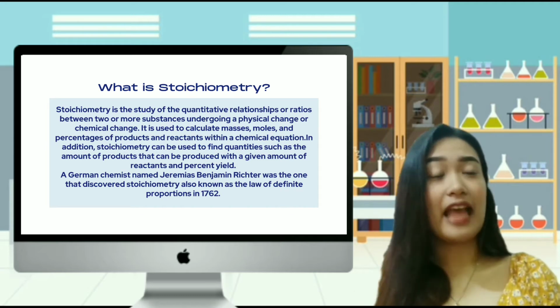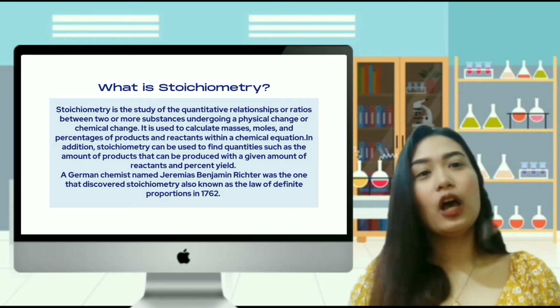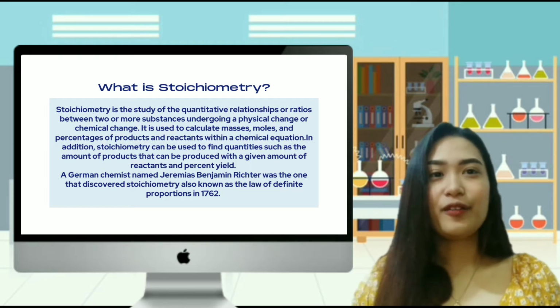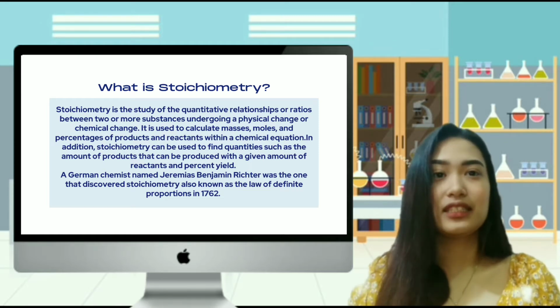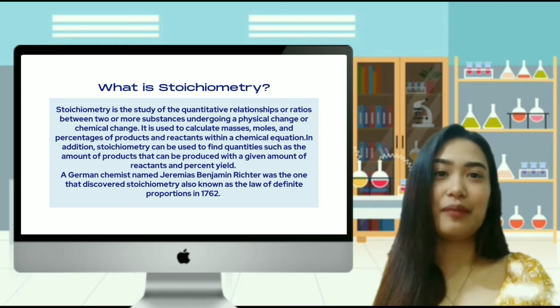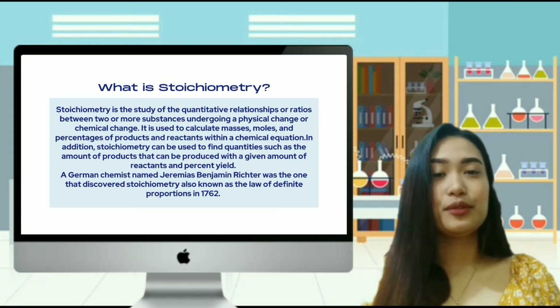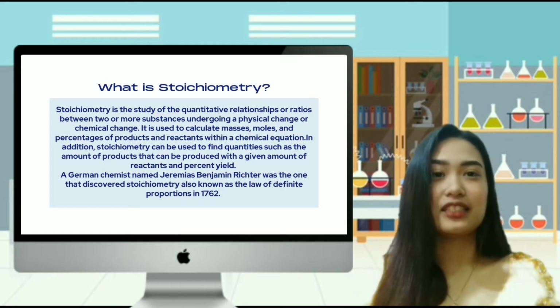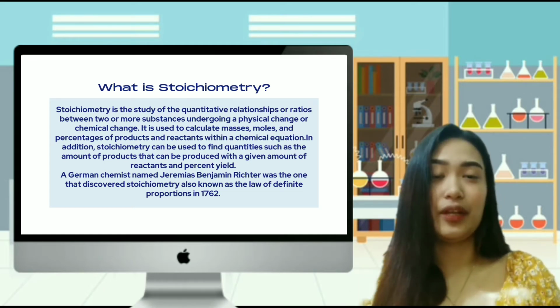Stoichiometry is considered as the mathematics of chemistry, which focuses on the study of the quantitative relationship or ratio between two or more substances undergoing a physical or chemical change. It is used to calculate masses, moles, and percentage of products and reactants within a chemical equation.